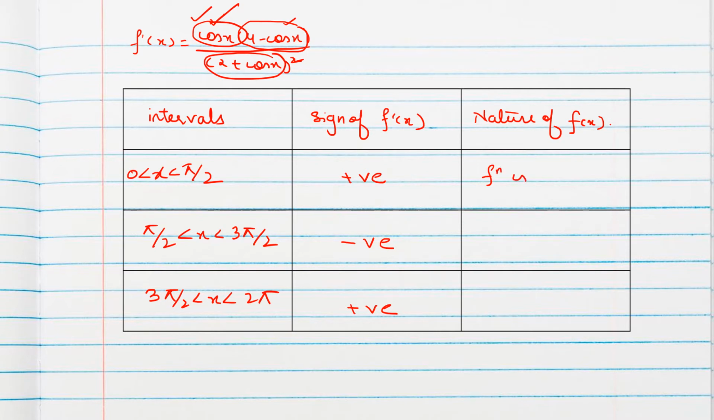So the function is increasing here, decreasing here, and here the function is increasing. At the last, in statement form also, you can write that in so and so interval the function is increasing, and in one interval the function is decreasing.